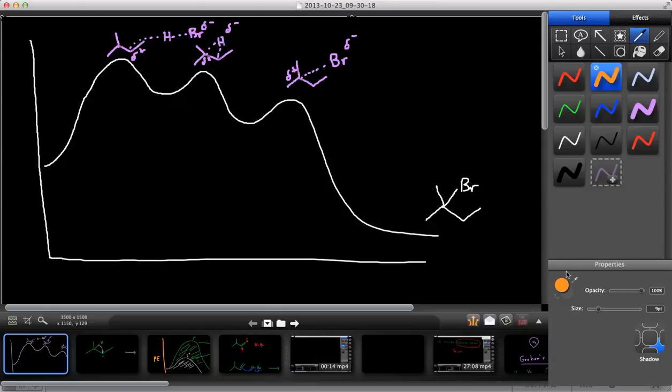Let's now look at intermediates. And of course I'll render those in one color as well. So, tertiary carbocation intermediate, secondary carbocation intermediate, and we'll go reactants.